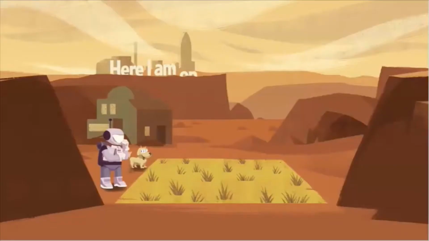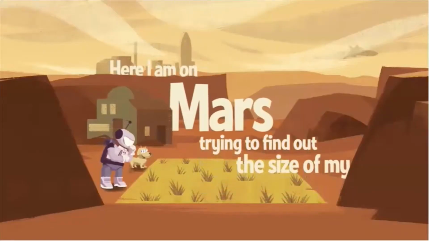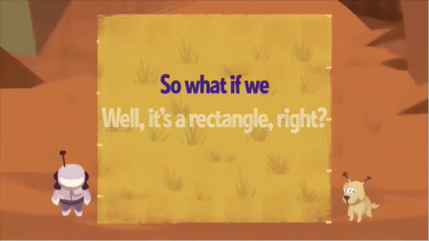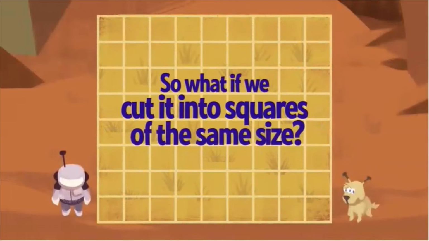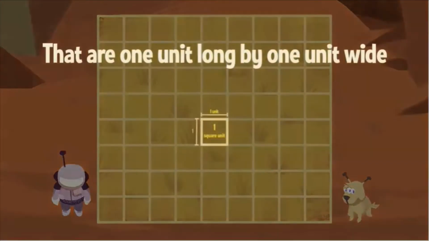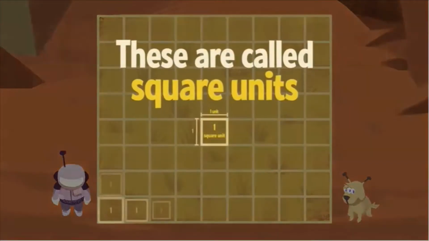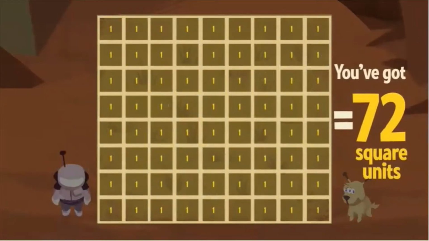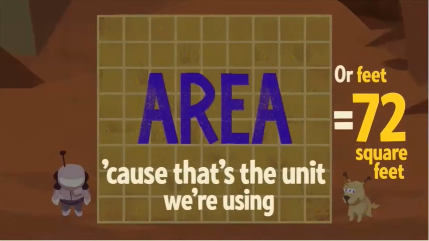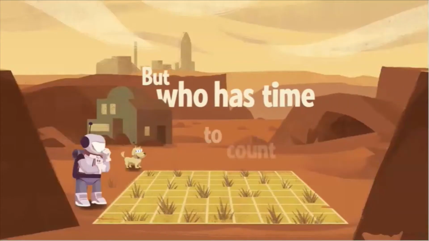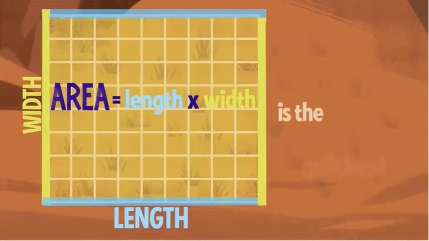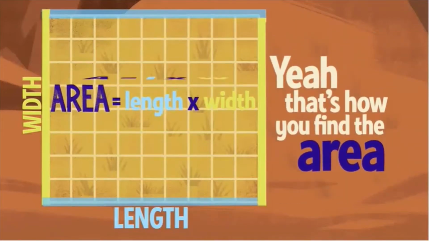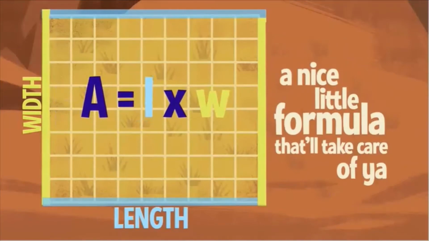Yeah, here I am on Mars, trying to find out the size of my backyard. Well, it's a rectangle, right? So what if we cut it into squares of the same size that are 1 unit long by 1 unit wide? These are called square units. Add them all up, surprise! You got 72 square units, or feet, cause that's the unit we're using. But who has time to count squares? Length times width is the quickest way to get there. Yeah, that's how you find the area. A nice little formula that'll take care of ya.